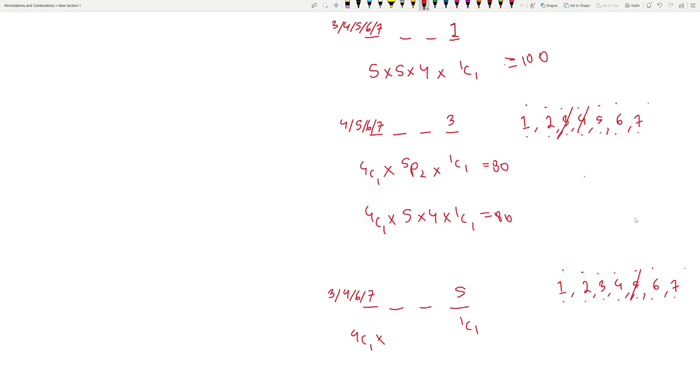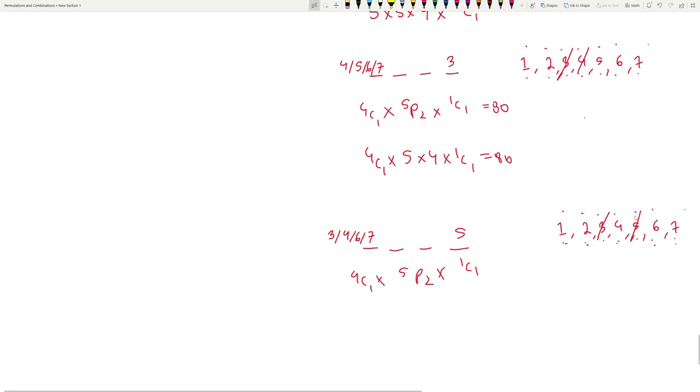So suppose we used up 3. How many options do we have? 1, 2, 3, 4, 5. So that is 5P2 in the middle. Or alternate route, 5 options for the first blank, 4 options for the second blank, and then 1C1. So 4C1 times 5 into 4 into 1, which is 80. As you can see, this is basically a repeat of this one.